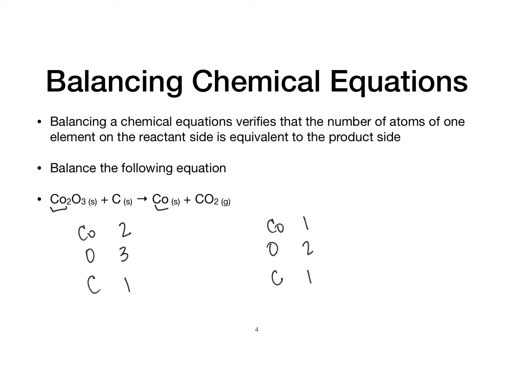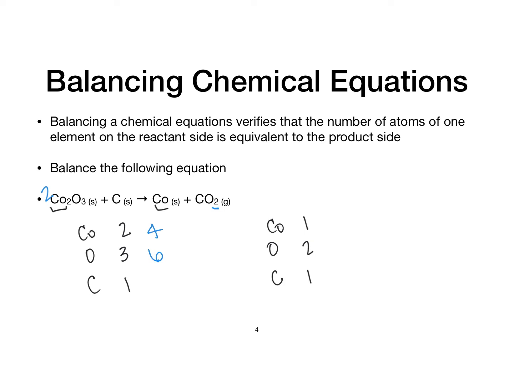The first thing I'm going to do is balance the oxygens. If we look on the left, we have 3 oxygens, and there are 2 oxygens on the right. There's no number that's going to give us the same value. So I'm going to try to make the oxygens on the left an even number, because the 2 right here says that it's got to be divisible by 2. I'm going to put a 2 as a coefficient here, which gives me 4 cobalt and 6 oxygens.